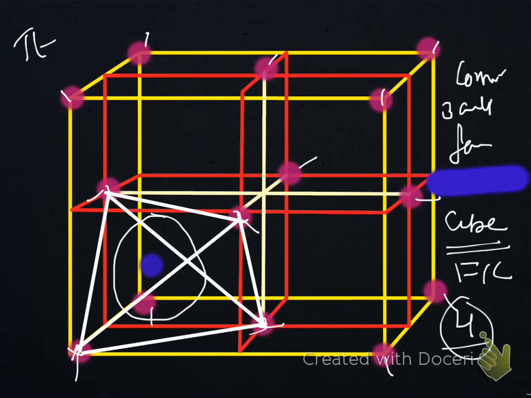How many tetrahedral voids can be drawn here? Around this corner we have one tetrahedral void. Around this corner also you can make another tetrahedral void. So for every corner you can create one tetrahedral void. Since we have 8 corners, it is possible to draw 8 tetrahedral voids. So if particles are 4, tetrahedral voids are 8.